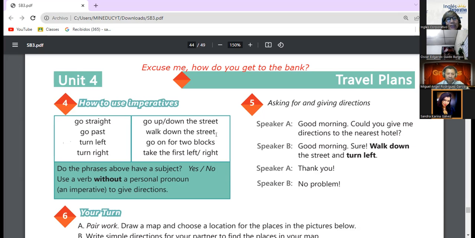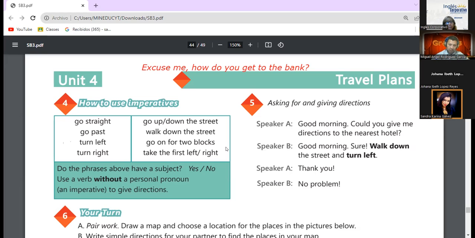And, for example, the bank. The bank is on the right or is on the left. Okay, go on for two blocks, go on for five blocks, go on for four blocks, etc. Okay, take the first left, take the first right. Okay, what is for you, take the first left or take the first right? Que tome la primera a la izquierda. Que tome la primera calle a la izquierda, podría ser. Ajá. Very good.